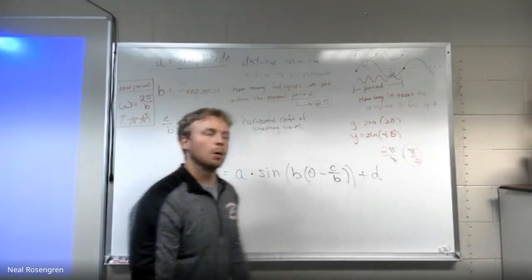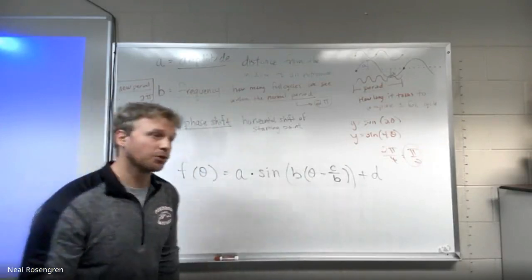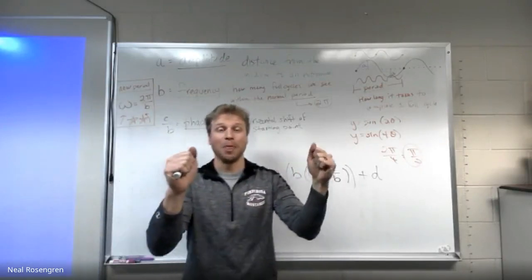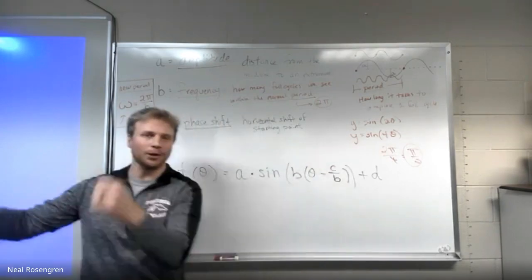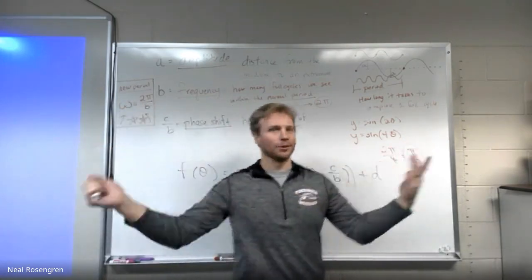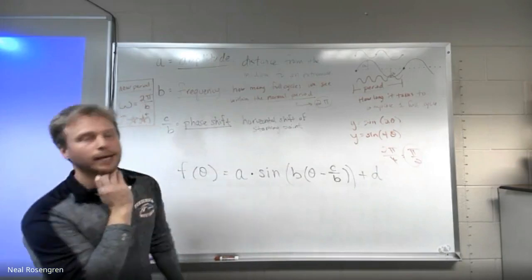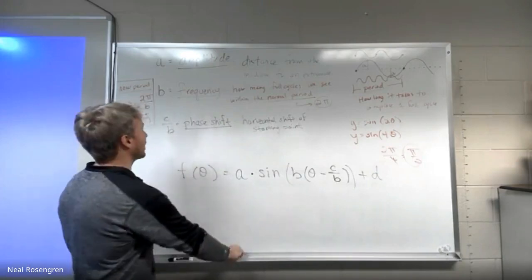Because what we want to be able to do with graphs is try to complete at least one full cycle, and then, like we did yesterday, we can just copy it over in whatever directions we want, because these things go on and on forever. Okay, good. A is amplitude.